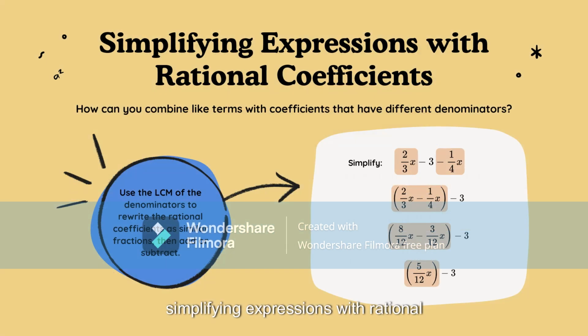Simplifying expressions with rational coefficients. How can you combine like terms with coefficients that have different denominators? Use the LCM of the denominators to write the rational coefficients as similar fractions. Then add or subtract. You can refer on the right side. Let's continue.